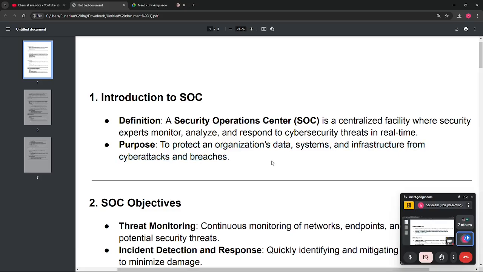Another use of SOC is threat detection. There are a lot of tools available in SOC, like Splunk and IBM QRadar, that we will discuss later. The SOC team uses all these tools for threat detection. If any attack is being carried out on a system or any company, they detect it.